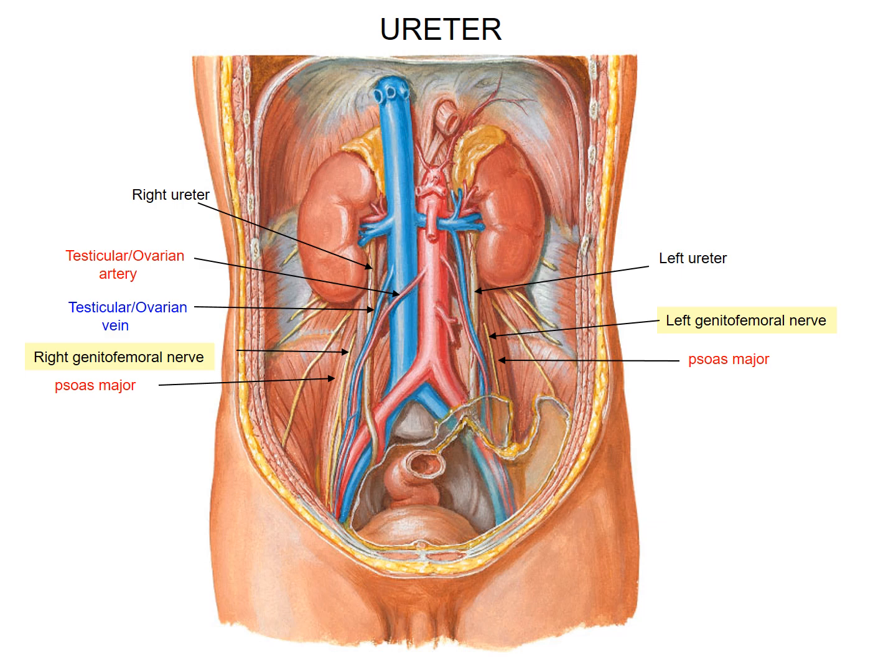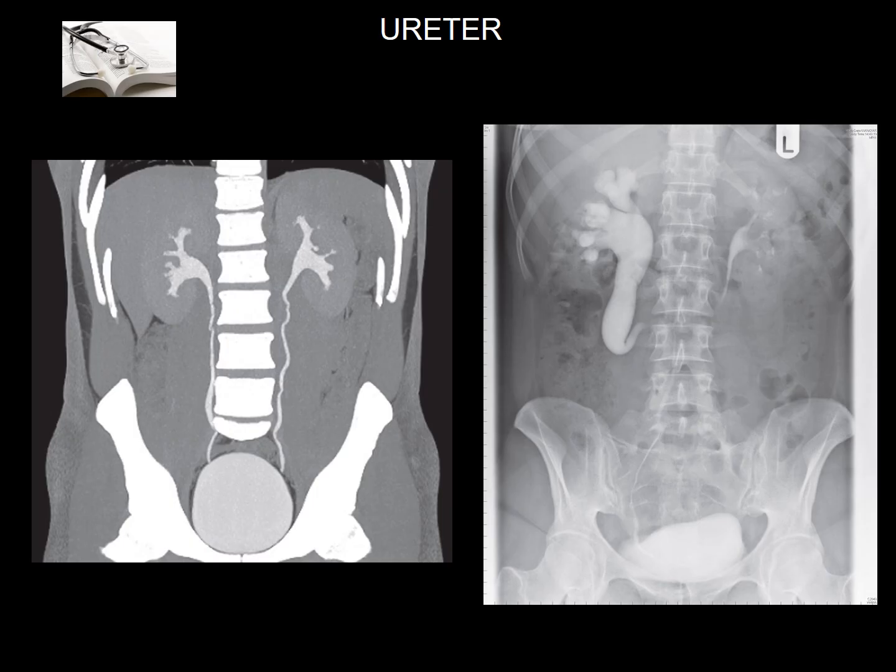Right and left ureters lie in front of the psoas major muscle and genitofemoral nerve, and lie lateral and posterior to the testicular or ovarian artery and vein. On the left image, an intravenous urogram shows a classical retrocaval ureter. On the right image, a degree of obstruction has resulted in a markedly dilated upper right ureter.